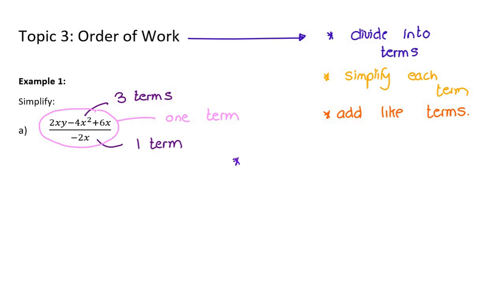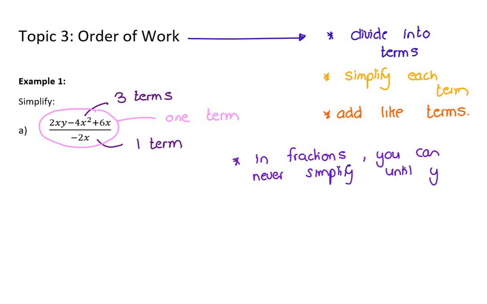So I'm just going to write myself a little note here. In fractions, this is again probably one of the most important things I will tell you. In fractions, you can never simplify until you have 1 term at the top and 1 term at the bottom. So you may never ever simplify until you have 1 term at the top divided by 1 term at the bottom. Now when we get to grade 9, we learn about a really nifty way to make more than 1 term into 1 term, but we don't get there until grade 9.